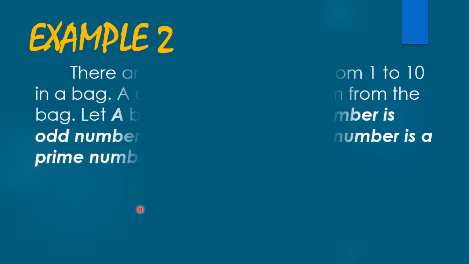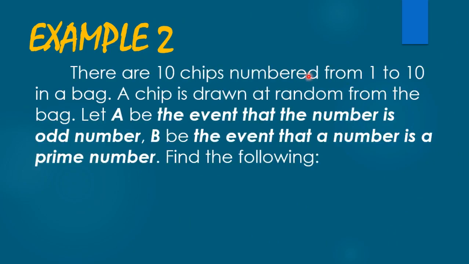Example number 2. There are 10 chips numbered from 1 to 10 in a bag. A chip is drawn at random from the bag. Let A be the event that the number is an odd number, and B be the event that the number is a prime number. Then let us find the following: A intersection B, A union B, A complement union B complement.